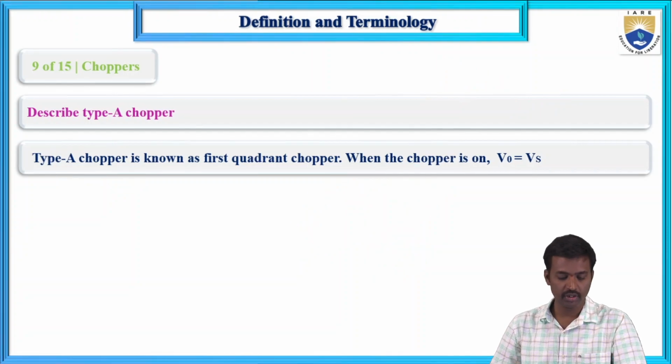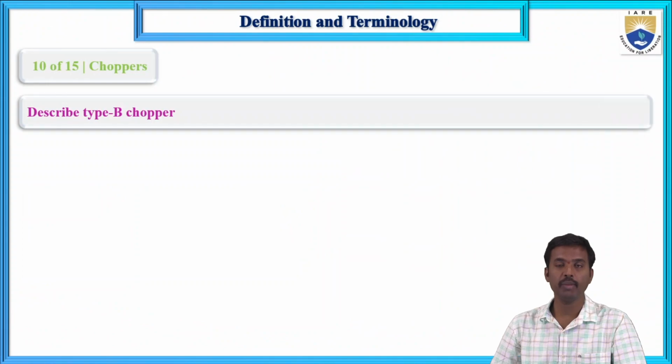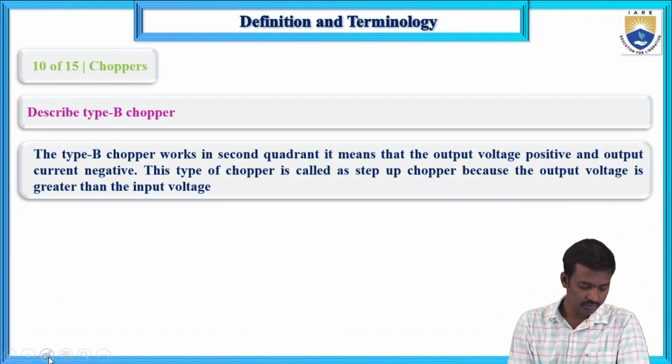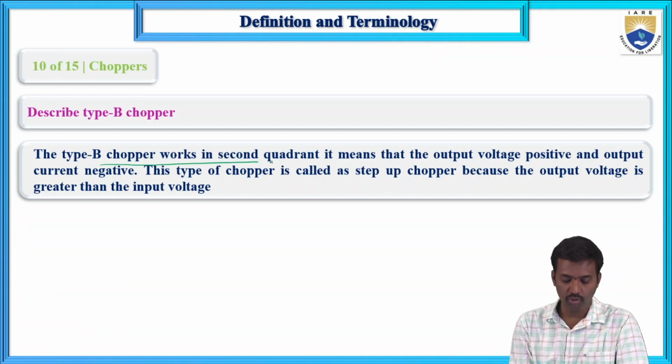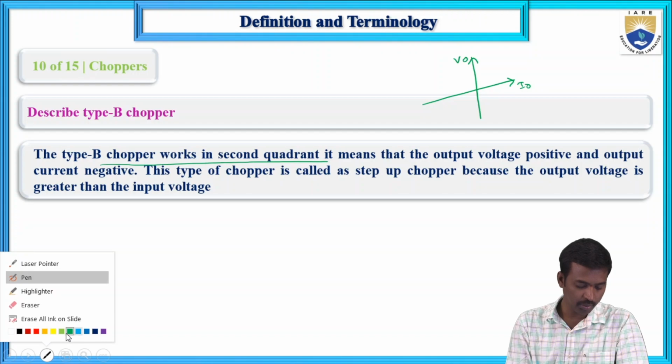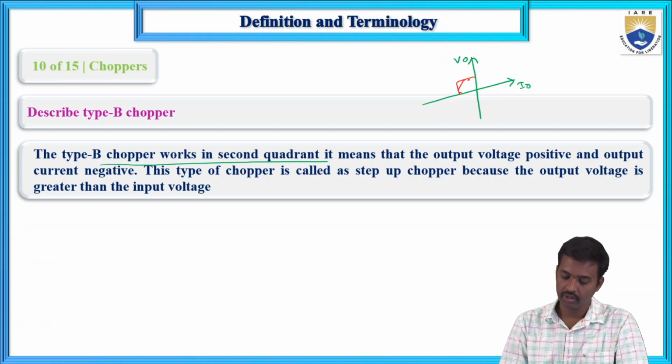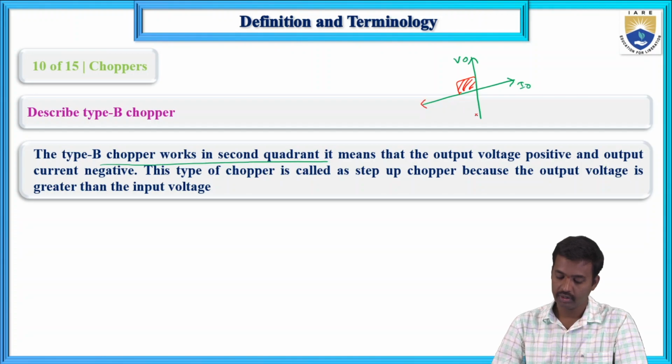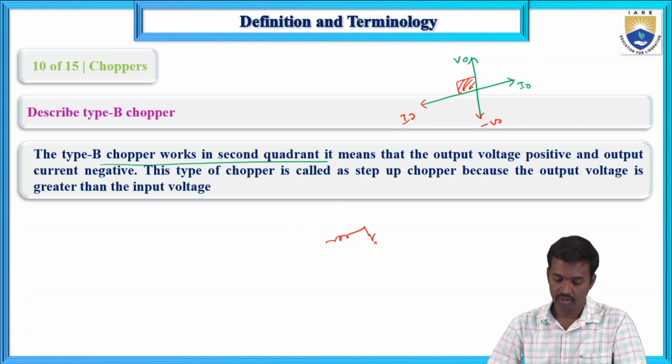Now the second one is class B chopper. Class B chopper works in the second quadrant. Second quadrant means this is I naught and this is V naught, with minus I naught. What about the circuit? Here is a switch, and there is a diode, and next this is the supply. Here this is the load.